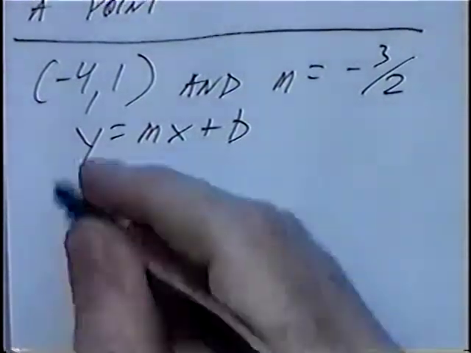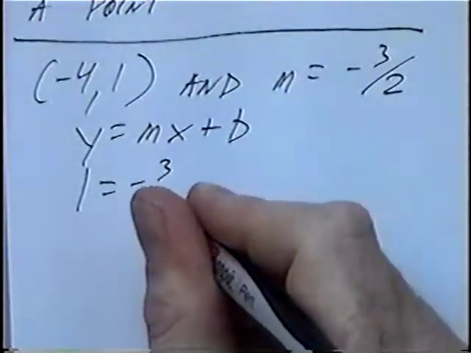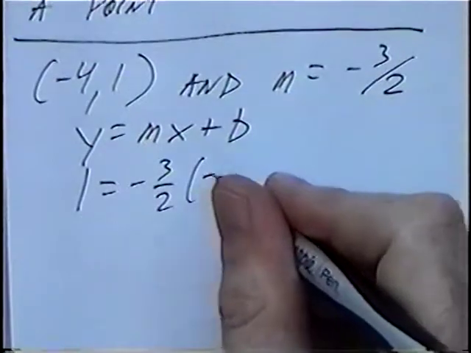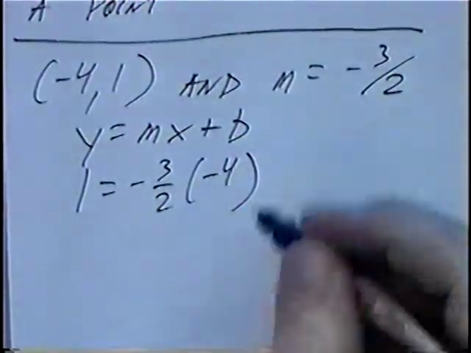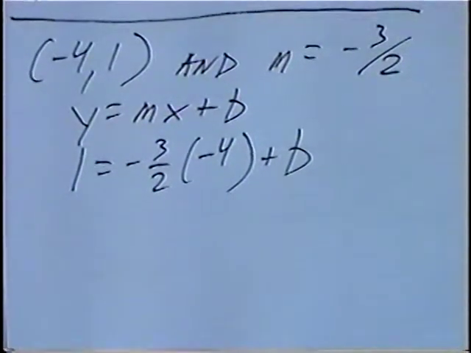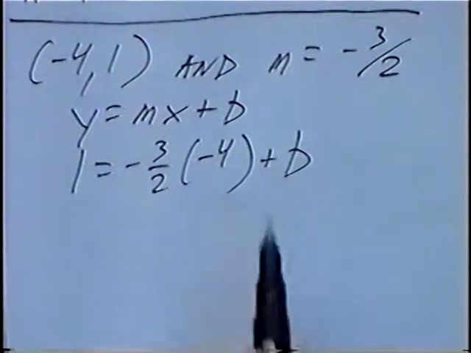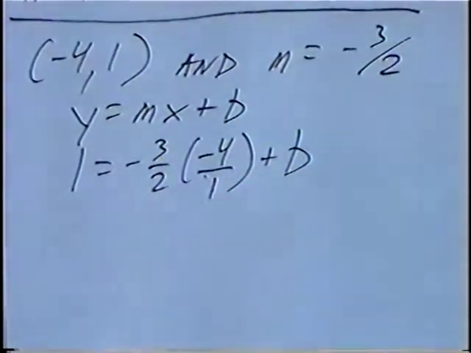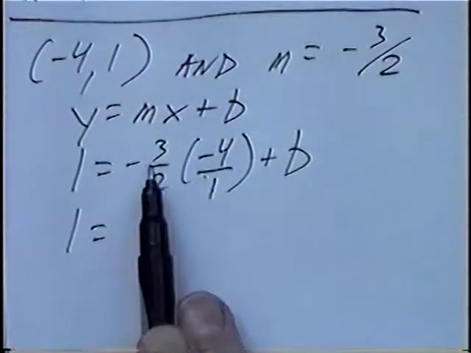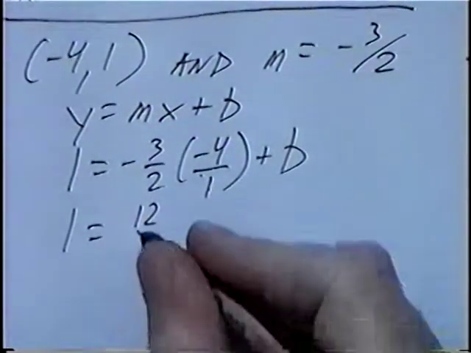So in place of y, we'll use the y value, which is 1. Instead of m, we'll use the slope, negative 3/2. Instead of x, we'll use the number negative 4. And plus b, we'll find b to use for our final answer. To solve this one, negative 3/2 times negative 4. You can make negative 4 a fraction by putting a 1 on the bottom. So we'll have 1 equals negative 3 times negative 4 would be 12, and 2 times 1 would be 2.